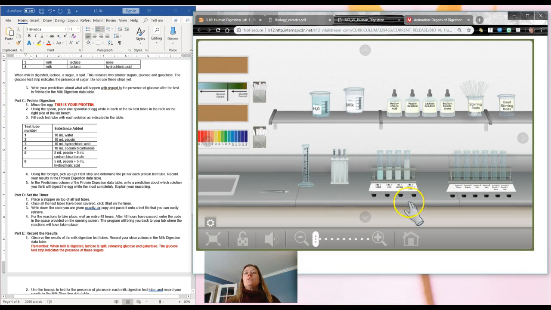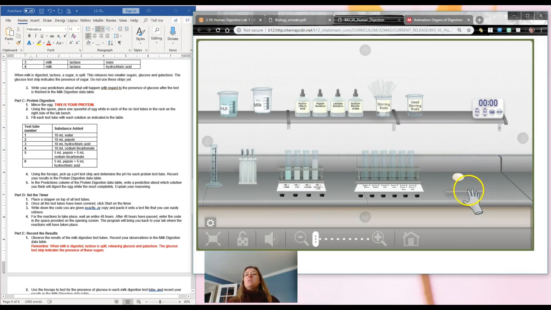All right, so we gotta go to the egg. So what does it say for part C? Mince the egg. This is your protein. Well, where's an egg in this whole thing? Let's see. Oh, there it is. So I'm gonna pick the egg up. Oh, I guess you just have to touch it a lot. I've never minced an egg with my fingers before, but hey. All right, so C1 is done. C2, using the spoon, place 1 spoonful of egg white in each of the 6 tubes. So 1.